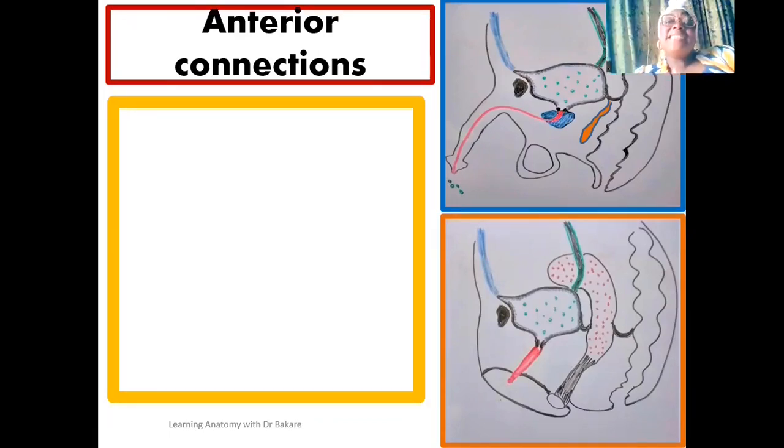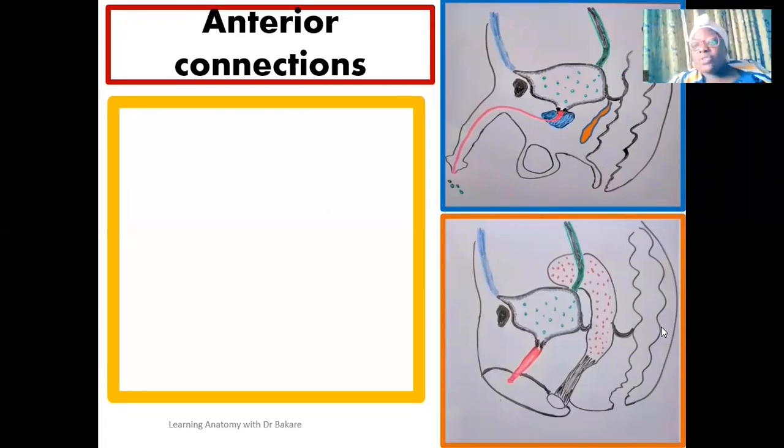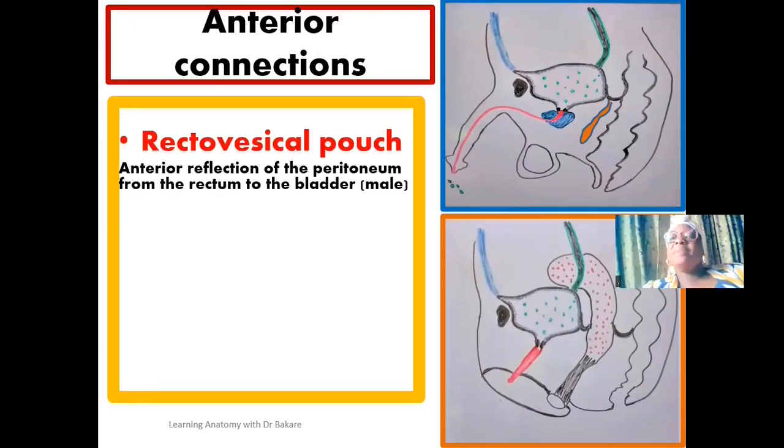The structures that are related anteriorly to the rectum in both the male and the female are different. So also the structures that are seen to be connected to the rectum in both the male and the female will be seen to be different. For the male, we have the rectovesical pouch.